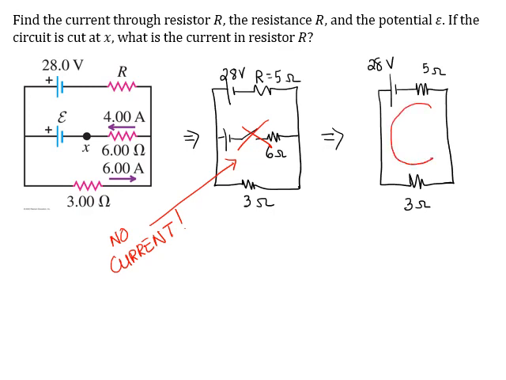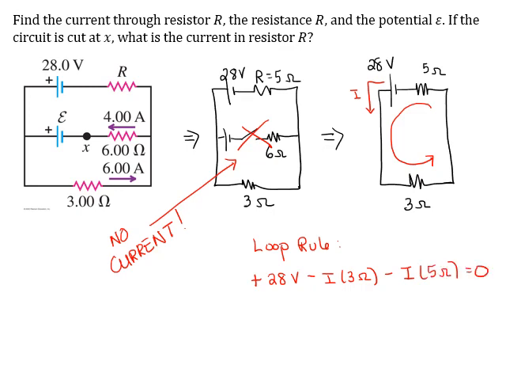So I'm going to pick a loop that looks like this. I'm going to pick a current that comes around like this. And when I write my loop rule, let's start with my battery. I have a potential increase of my battery, 28 volts. I have a drop through the 3 ohm resistor of current times 3 ohms. And I have a drop over the 5 ohm resistor, so minus current times 5 ohms. They all have to sum to give me 0. So 28 minus 3i minus 5i equals 0. Tells us that our current through that resistor would now be 3.5 amps.